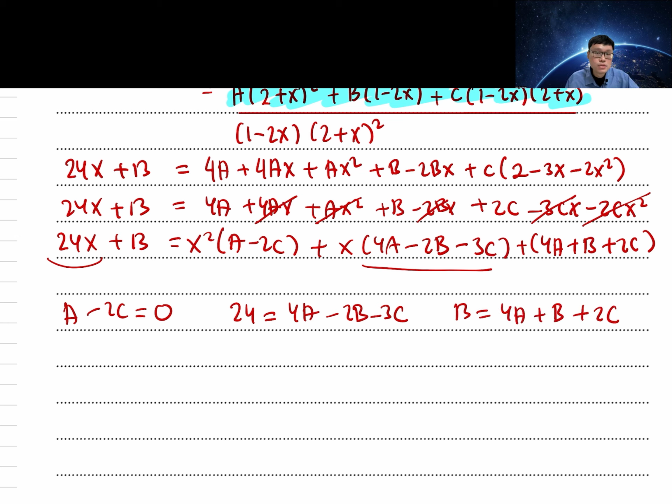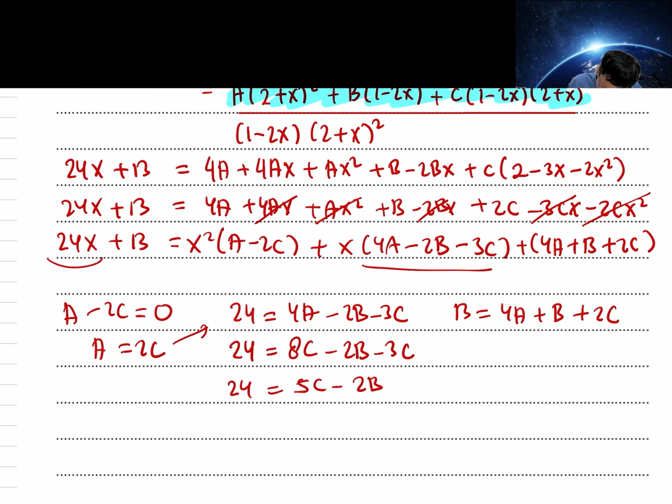Now, we can just do algebra here. From here, we get a equals to 2c. And then we can plug in a to the second and third equation. So from the second equation, we get 24 equals to 8c minus 2b minus 3c. So I got 24 equals to 5c minus 2b. This is 13 equals to 8c plus b plus 2c. So I got 13 equals to 10c plus b.